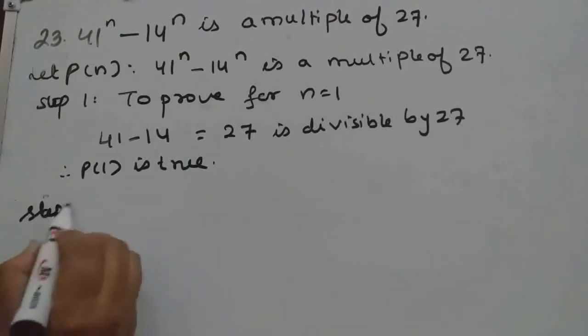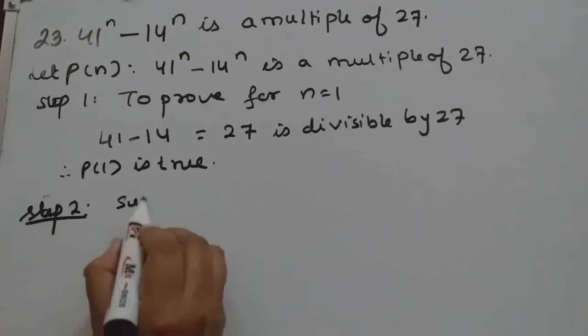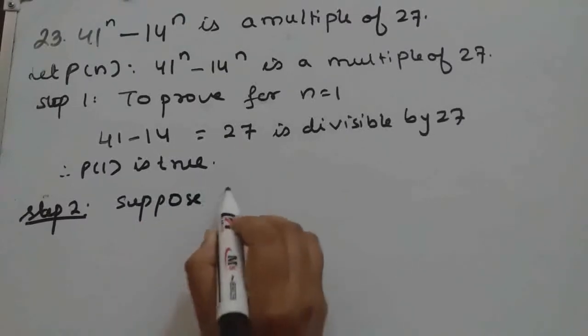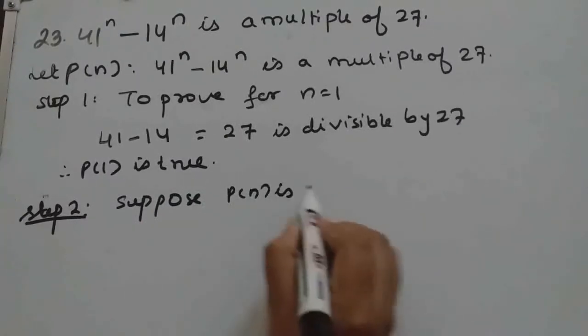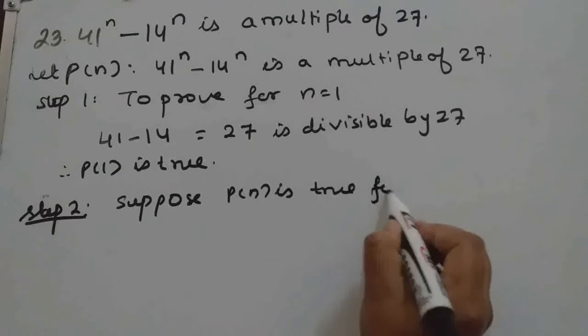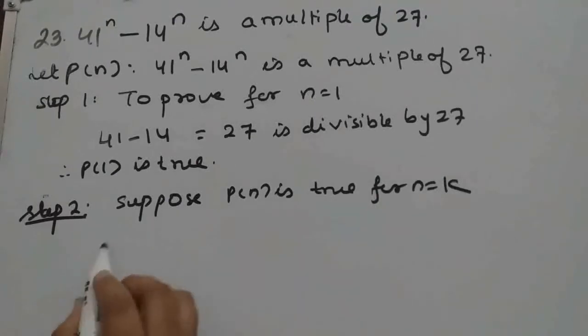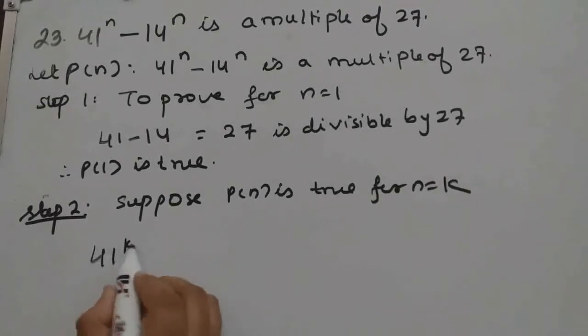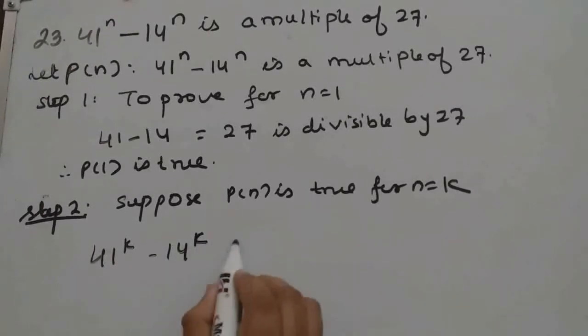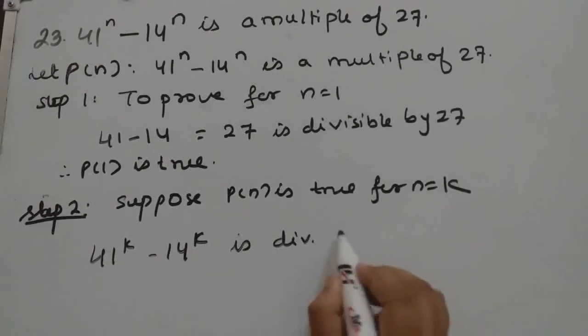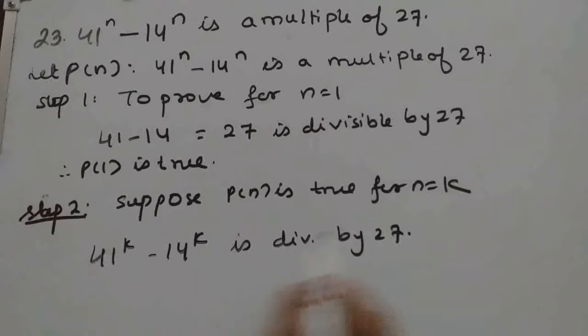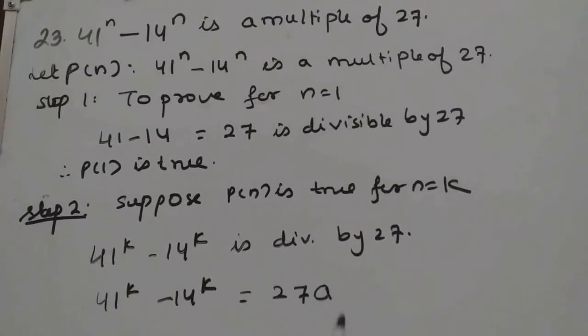Step 2. Suppose p of n is true for n equal to k. So 41 power k minus 14 power k is divisible by 27. That means 41 power k minus 14 power k is equal to 27 into some constant. Okay, this is equation 1 here.